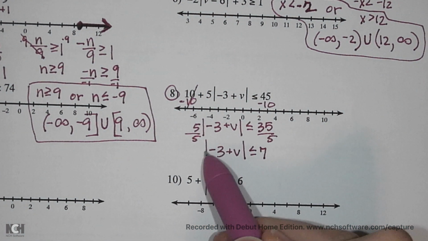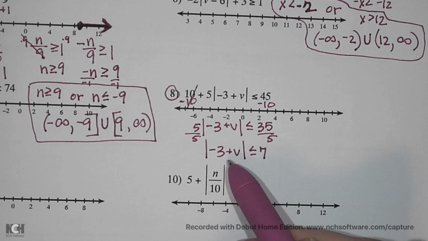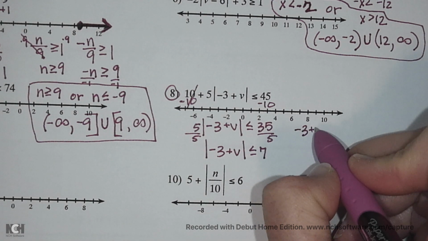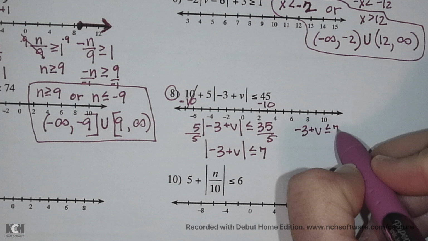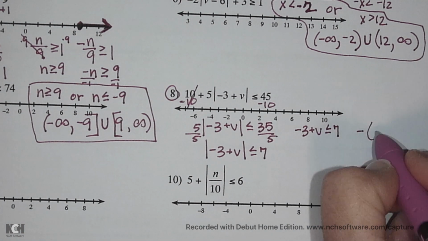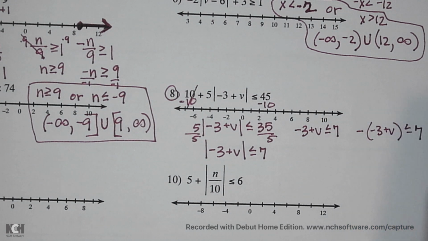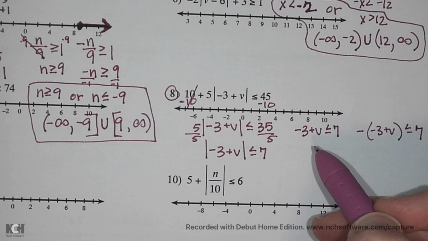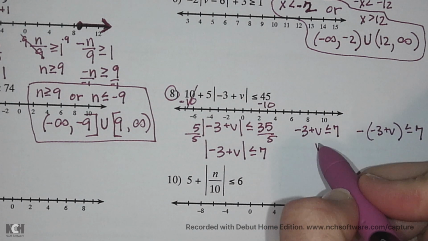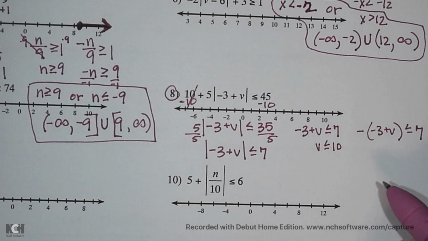Now we have our absolute value all by itself over here, and we can split it into two separate expressions. So we have -3 plus v is less than or equal to 7, and we're also going to have -3 plus v greater than or equal to negative 7. Okay, let's solve this one first. Let's add 3 to both sides, so you're going to get v is less than or equal to 10. Okay, that looks good. That was easy.